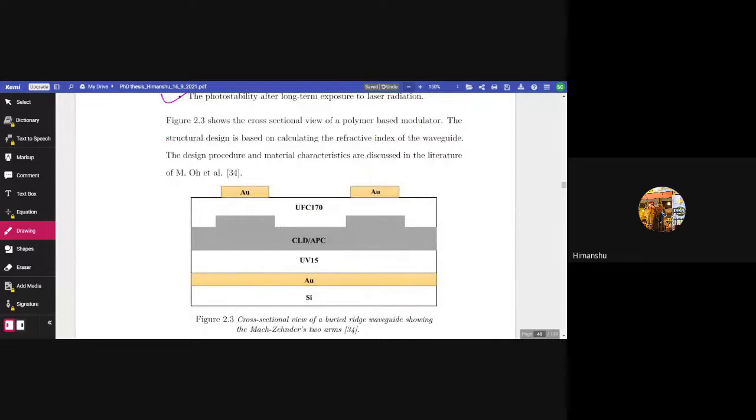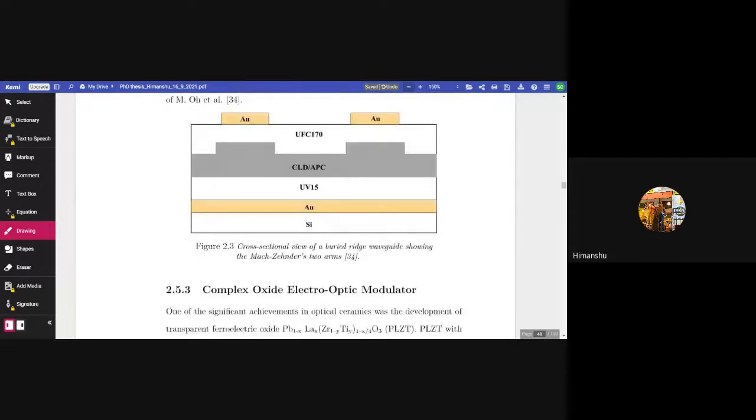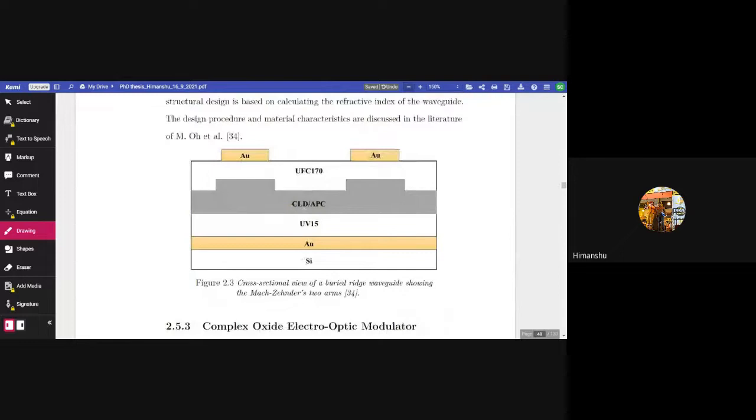Figure 2.3 shows the cross-sectional view of a polymer-based modulator. The structural design is based on calculating the refractive index of the waveguide. The design procedure and material characteristics are discussed in the literature of M. Ho et al., reference number 34. So figure 2.3 shows the cross-sectional view of a buried ridge waveguide showing the Mach-Zehnder two arms.